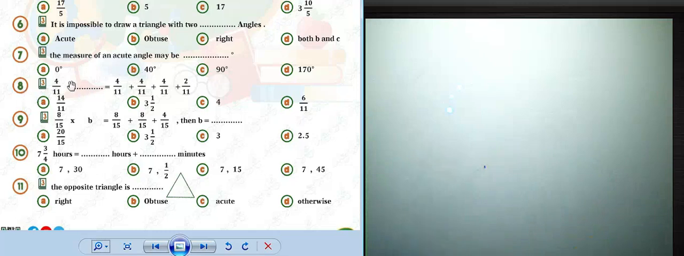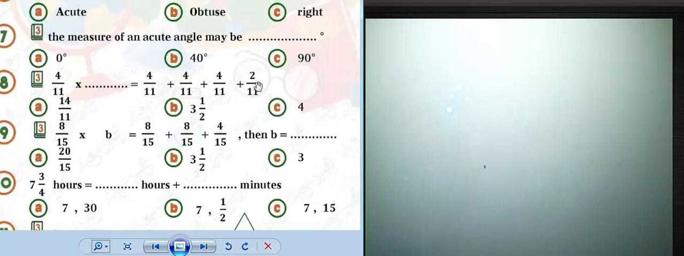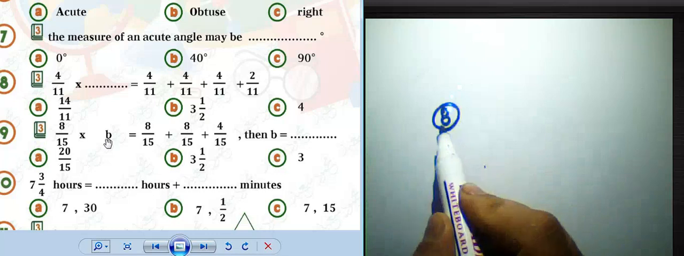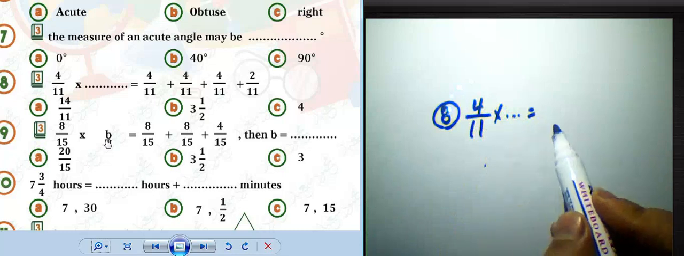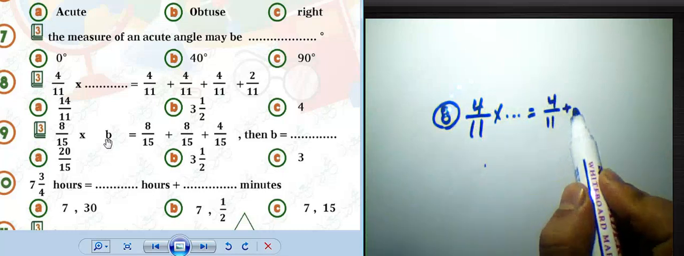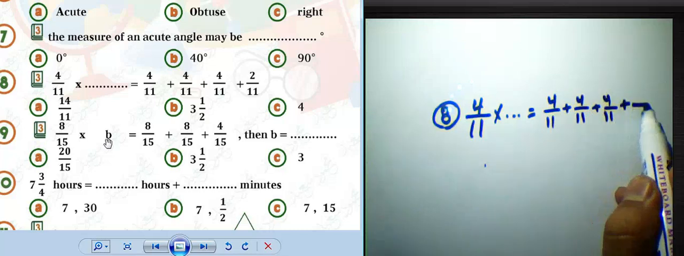Question number 8. 4 over 11 multiplied by what equals 4 over 11 plus 4 over 11 plus 4 over 11 plus 2 over 11? Look at here, 4 over 11 multiplied by what? We can find the result about this example here.